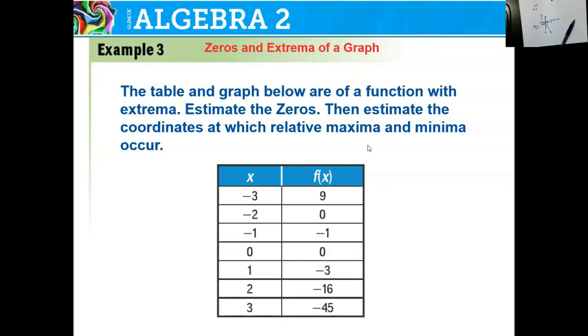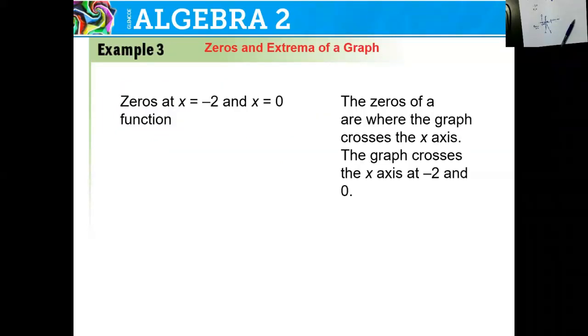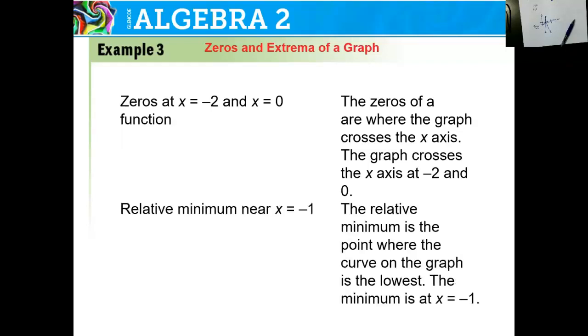So we estimated the zeros. We found the extrema. So zeros at -2 and 0. Once again, that was a pretty simple one because our y value was 0, which means that we have the next intercept.